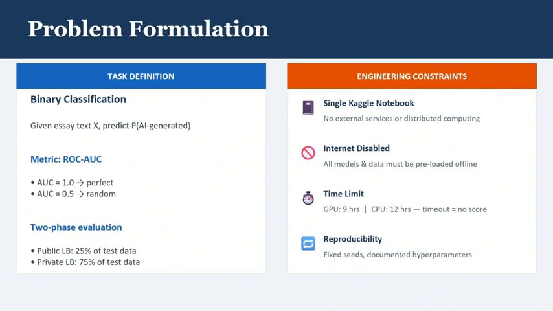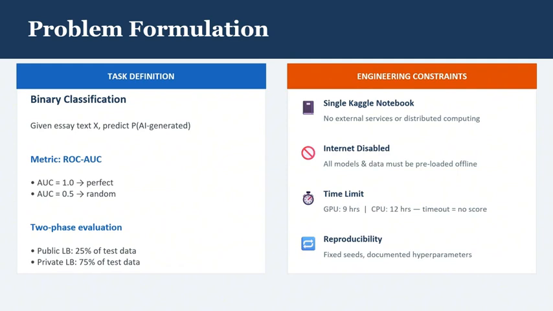The public leaderboard used only 25% of the test set during the competition, while the private leaderboard, which determines the final rankings, used the remaining 75%. This distinction became very important in our work, as we saw cases where public and private scores diverged significantly beyond the modeling challenge. The competition imposed 4 hard engineering constraints.